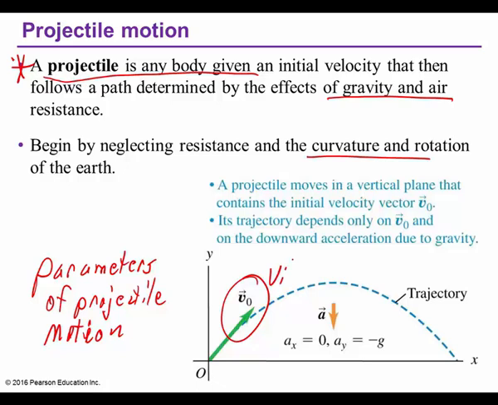So what does that mean? Well, we know there's a Vi in the x and there's a Vi in the y. There has to be. Okay, we're going to look at that in a second. So parameters of projectile motion. Now this is extremely important that you get this right now. Do you see that right there?